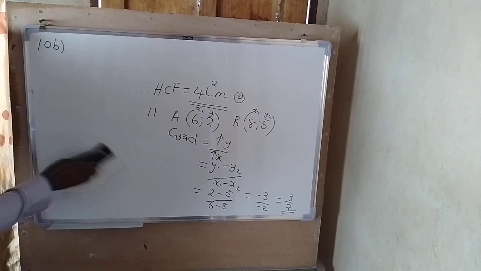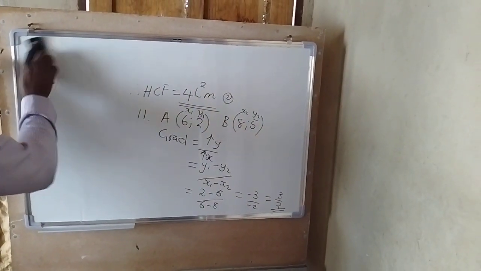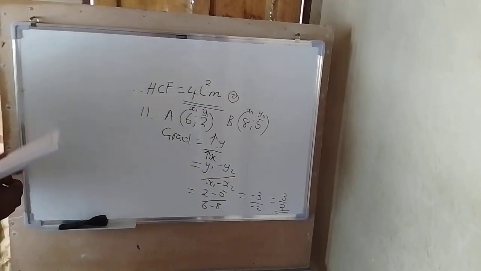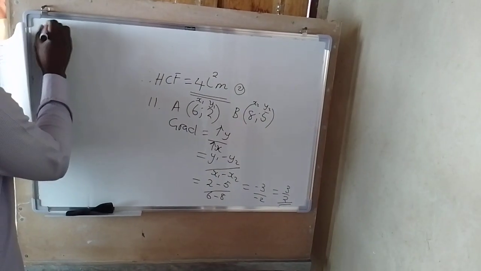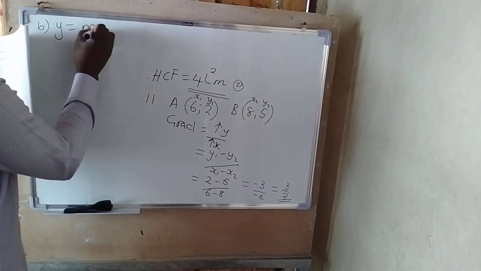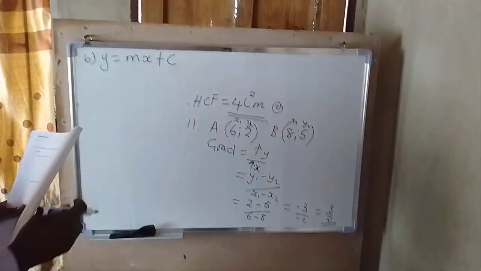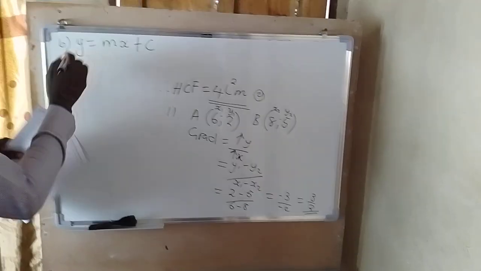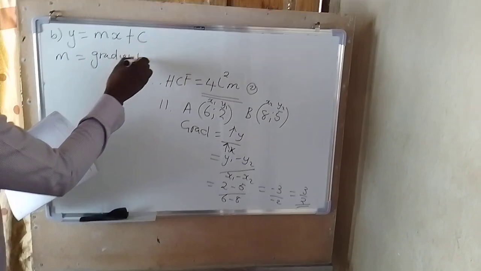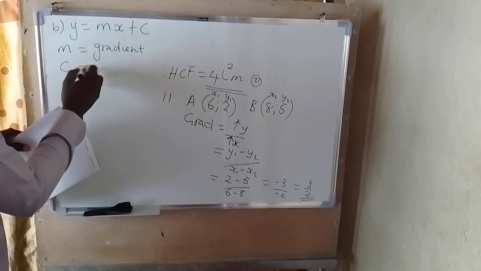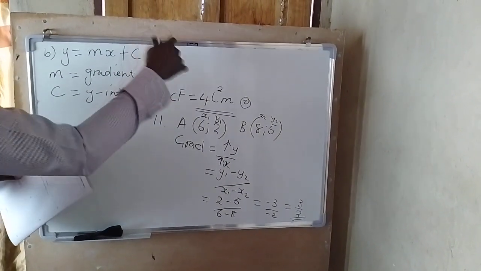So question 11b says find the equation of line AB, giving the answer in the form y equals mx plus c. We are now going to calculate the equation of line AB, giving our equation in this form. This is y equals mx plus c, where m is the gradient, and c is the y-intercept. We are saying where the line crosses the y-axis.